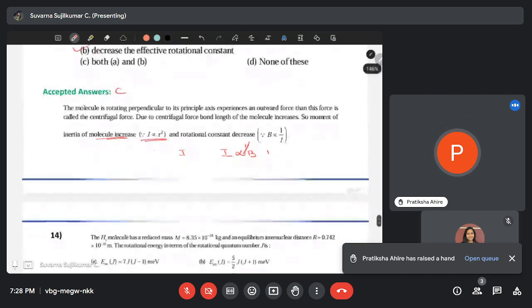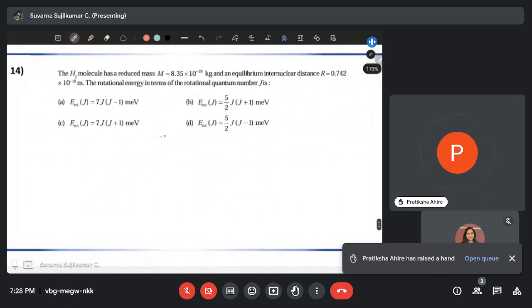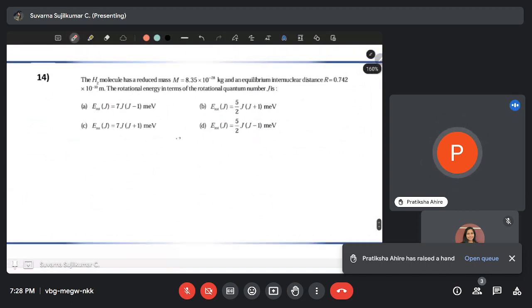So this is a numerical question. The H2 molecule has a reduced mass given here in kilograms and an equilibrium nuclear distance r also given here. We have to find the rotational energy in terms of the rotational quantum number J. The options are also given here.